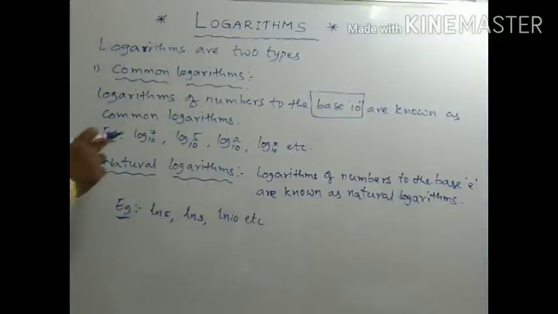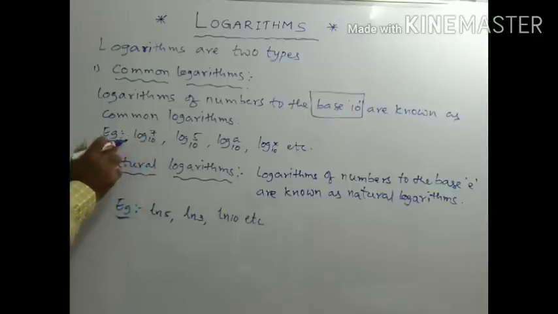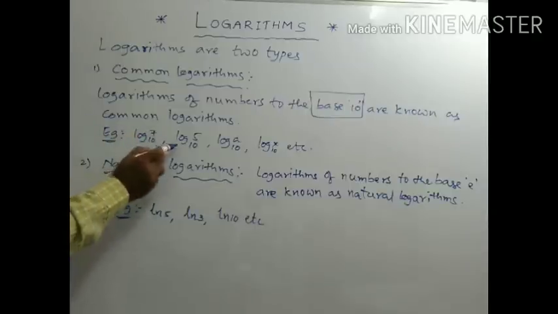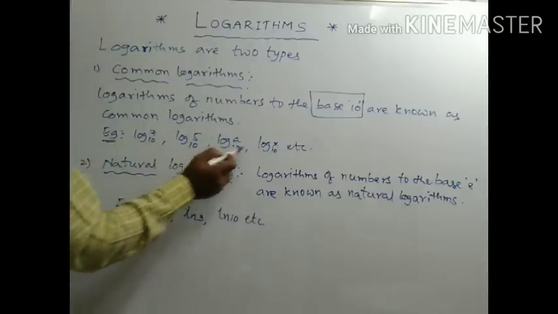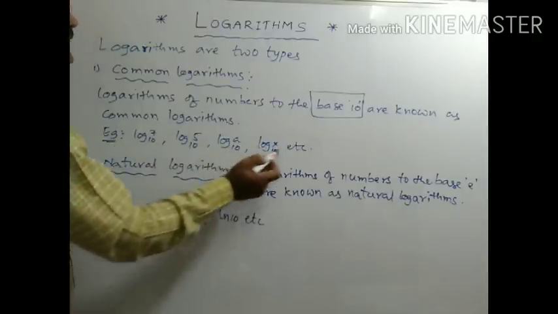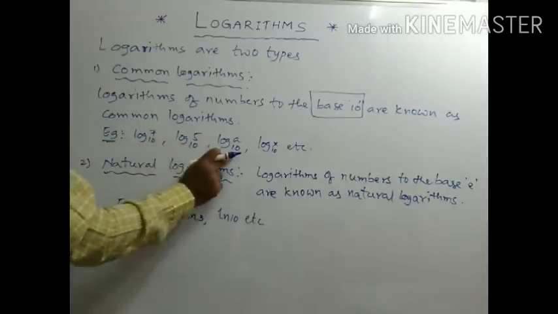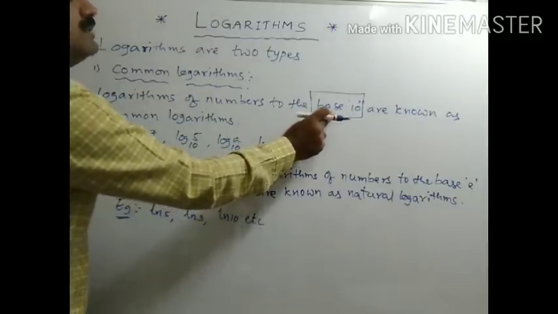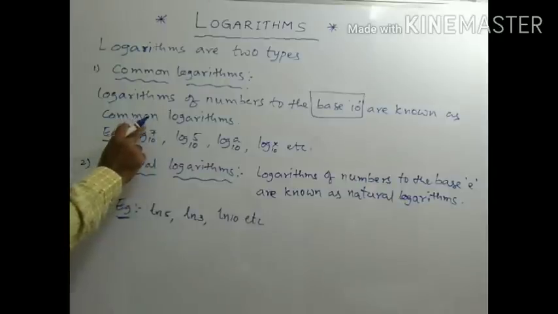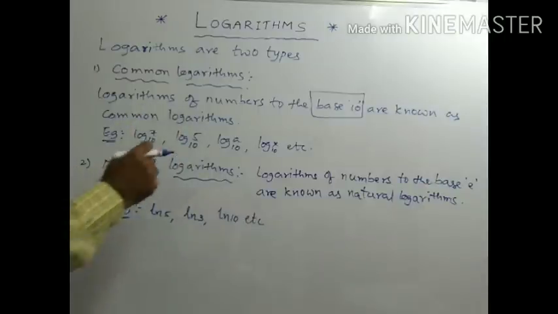For example, when you see this type of logarithms, log 7 to the base 10, log 5 to the base 10, log a to the base 10, some log x to the base 10, etc. If you observe here, every logarithm is with base 10. That's why the logarithms of numbers to the base 10 are known as common logarithms. Since here the base is 10, these logarithms are known as common logarithms.